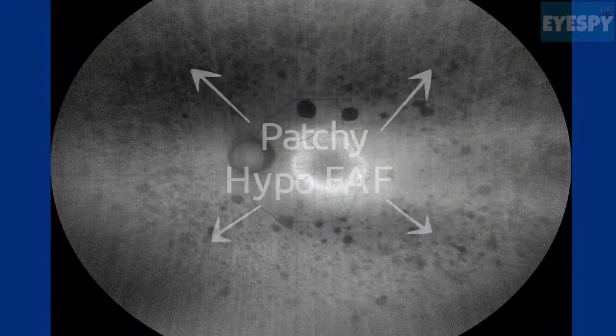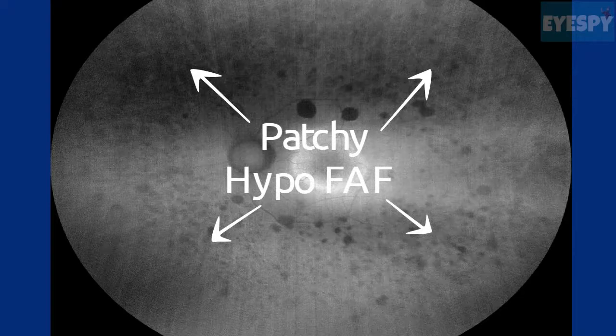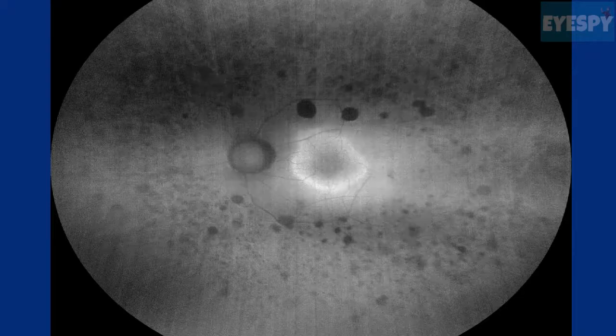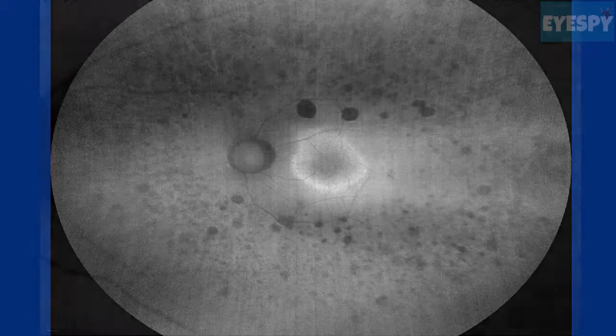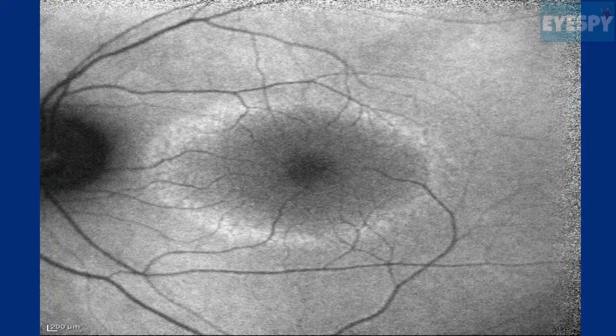FAF is an important modality to monitor RP. The hypoautofluorescent patches outside the arcades correspond to RPE cell loss. Many patients exhibit a parafoveal hyperautofluorescent ring which is not visible on fundus examination. The retinal function is relatively normal within the ring and abnormal outside the ring.